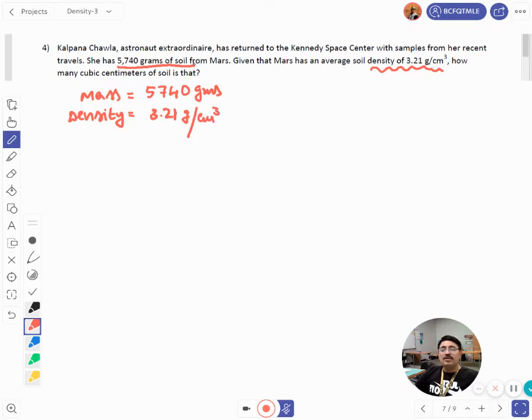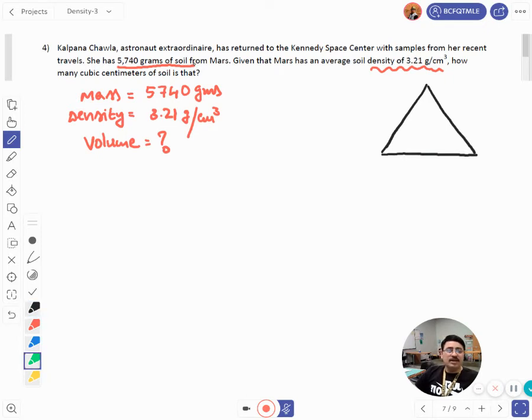How many cubic meters? Density and mass are given. What is missing, obviously the third component, that is volume. If density is asked, it is easy, mass per volume. Otherwise, I strongly recommend you to draw the magic triangle. In the magic triangle, you write the density formula. Before that, you write the English alphabet T, then write the formula: density equals mass per volume.